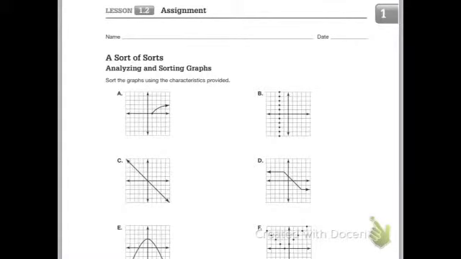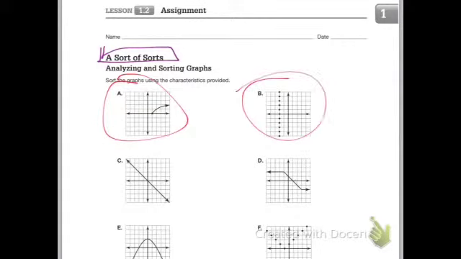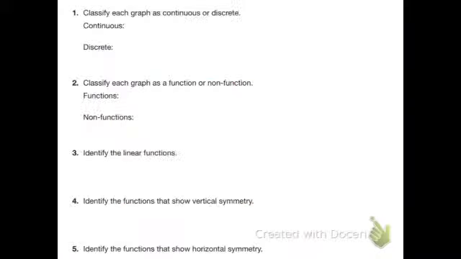Alright, ladies and gents, so your homework here is entitled A Sort of Sorts. Really, what you're doing is you're writing down which of these graphs here have the characteristics that are listed here on the questions, right? So look at the words, and then we're gonna look at the graphs and see which ones have those characteristics.